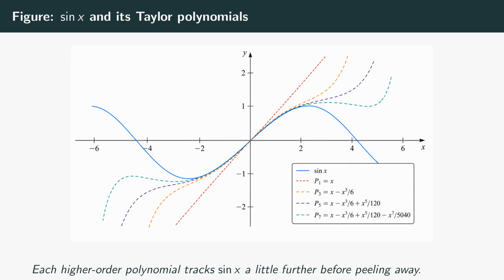Pattern. Each additional term extends the range over which the polynomial follows the function. As n approaches infinity, the Taylor polynomial p sub n converges to sine x for every real x. That's what it means to say the Taylor series of sine x has infinite radius of convergence. No matter how far from 0 you are, going to high enough degree eventually catches you up. This picture is the whole episode in one figure. A smooth function is, in this precise sense, the limit of its polynomial approximations.